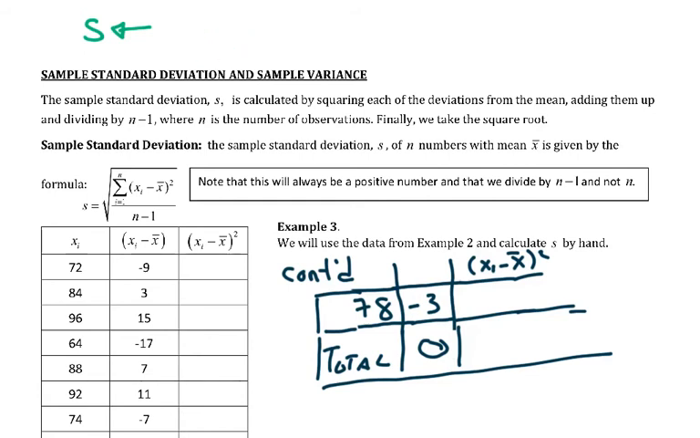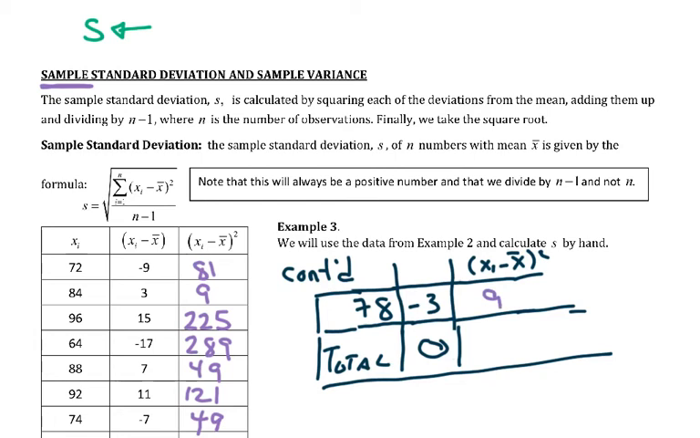The S doesn't stand for sample, but what I'm pointing out is that this is different from the population standard deviation. This is from a sample. So it's calculated by first squaring all these deviations from the mean. So let's do that first. We square negative 9, we square 3, we square 15, we square 17, and 7, 11, negative 7, negative 3.